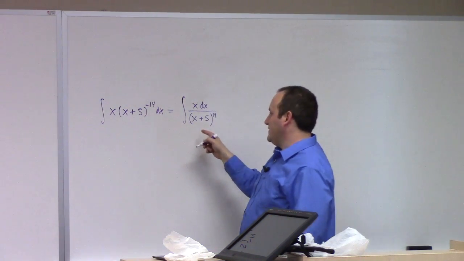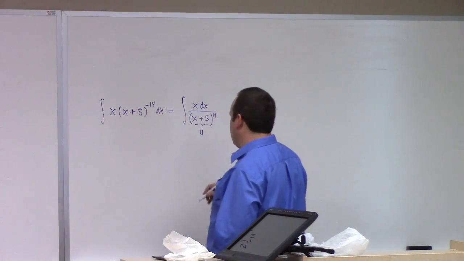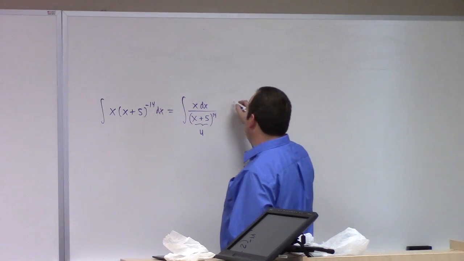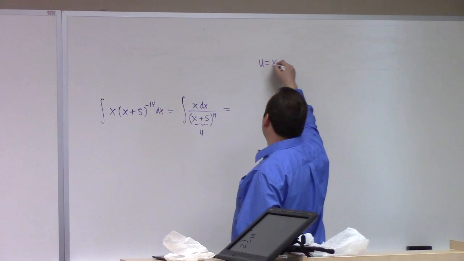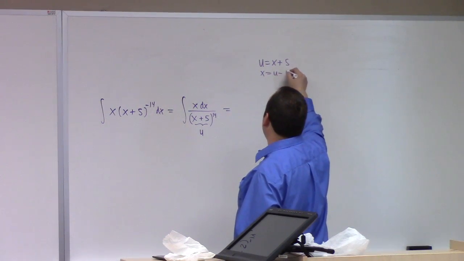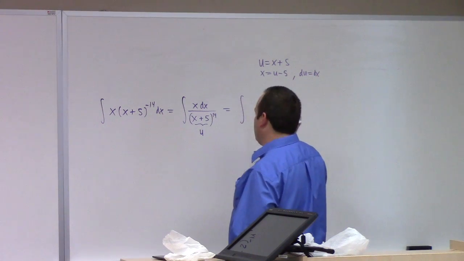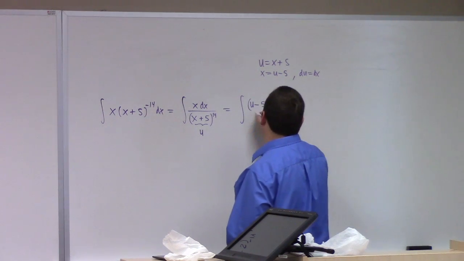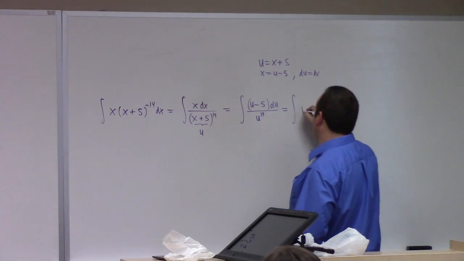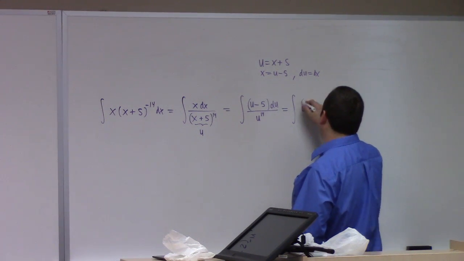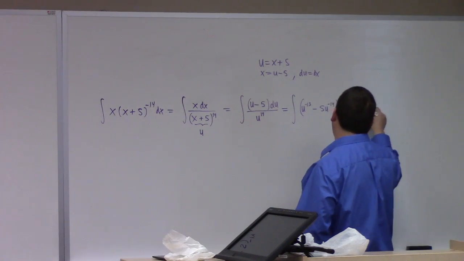So I would rewrite this like this, and then I know if I make u equal to x plus 5, then what's that say? That says x is equal to u minus 5, then du is equal to dx, right? So in terms of a straight u substitution, this is u minus 5 du divided by u to the 14, which of course is the integral of u to the minus 13 minus 5 u to the minus 14 du. And then you can integrate.